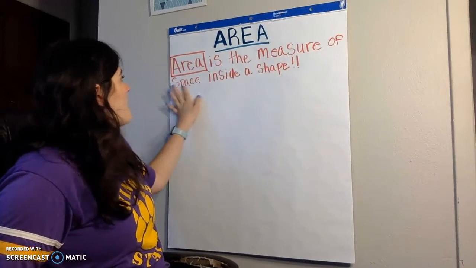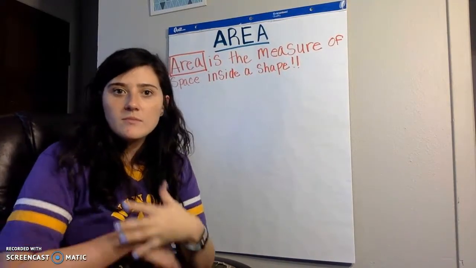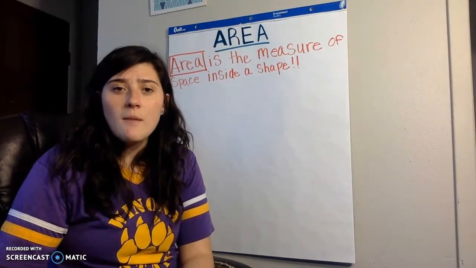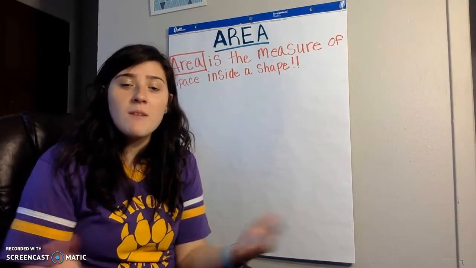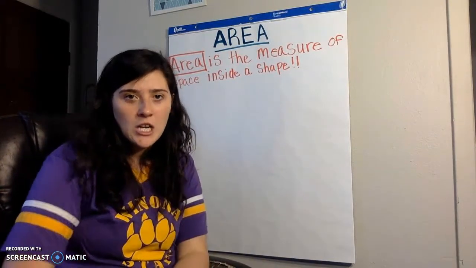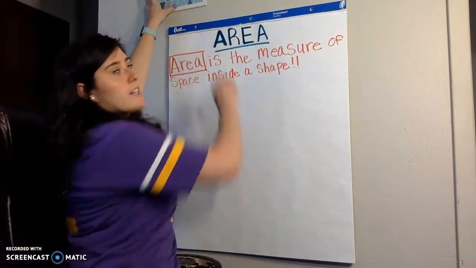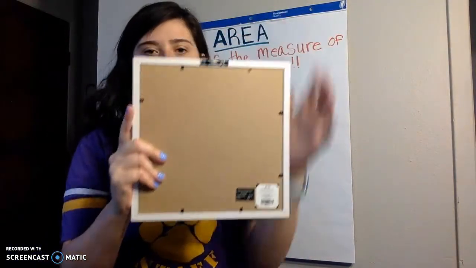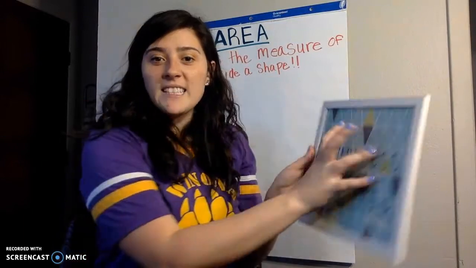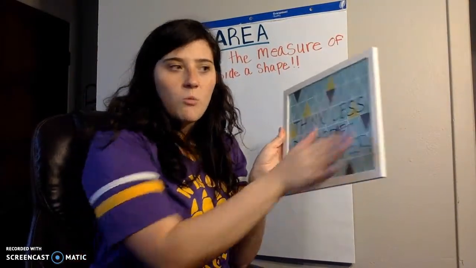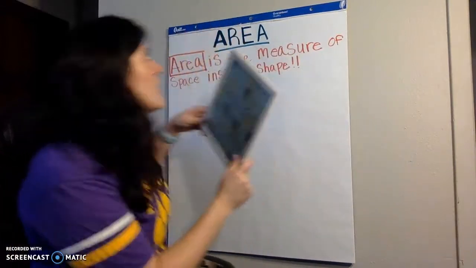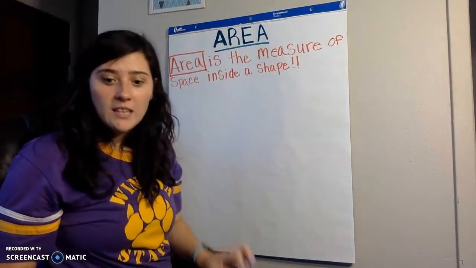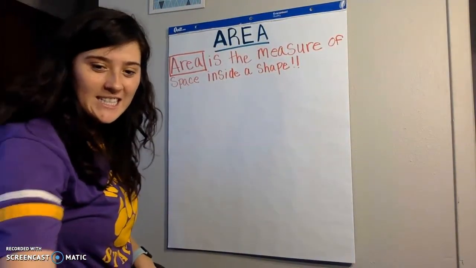Area is the measure of space inside a shape. It could be any rectangle, triangle, any kind of shape. We're going to find the measure of that space inside that shape. I'm just going to take this right off my wall because I think this is perfect. So here I have a rectangle, or a square. The area is the space inside the shape. So what is the area of the stuff inside the shape? We're going to practice now. I'm going to put that up gently. Hopefully it doesn't fall, because that would be craziness if it did.